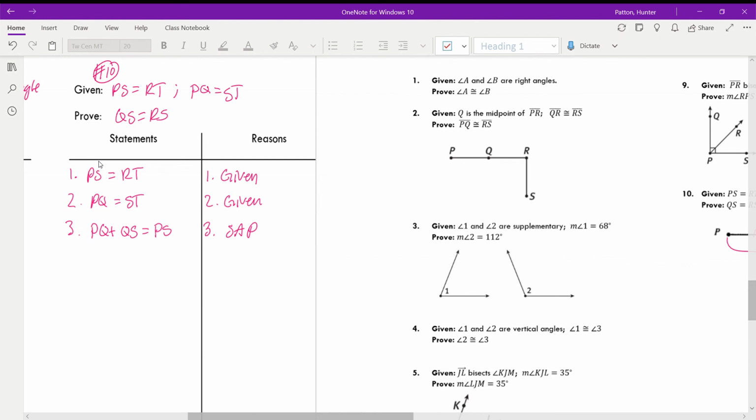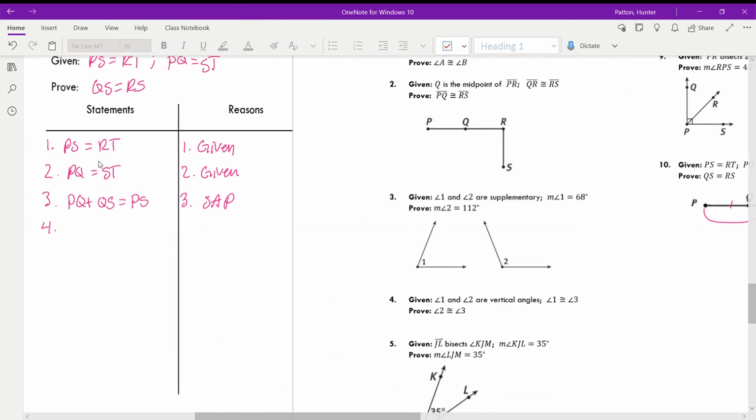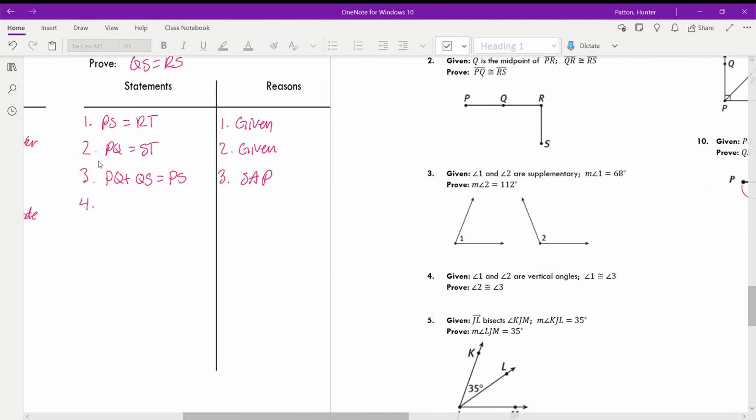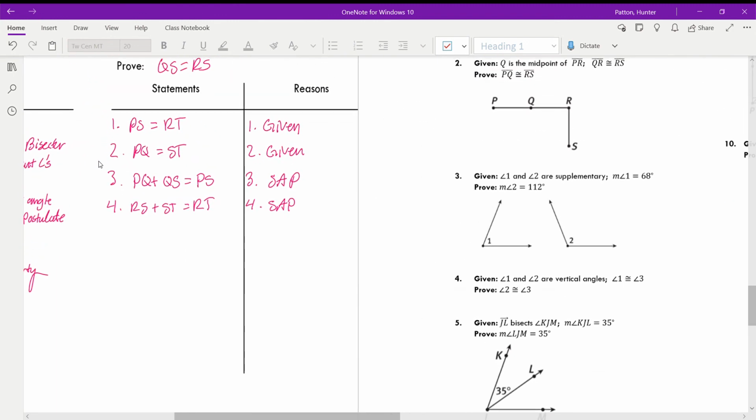I also need to introduce RS. So I can do another segment addition postulate: RS plus ST equals RT. Again, segment addition postulate. So PQ and QS give me PS, RS plus ST give me RT. Cool deal. Now let's do some substituting.